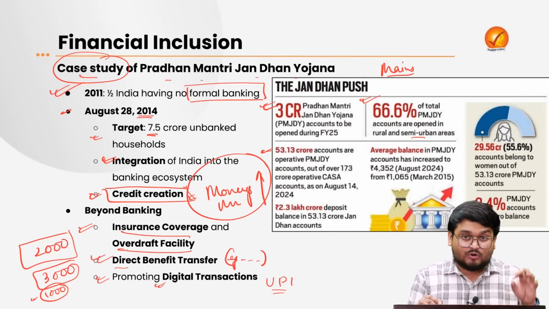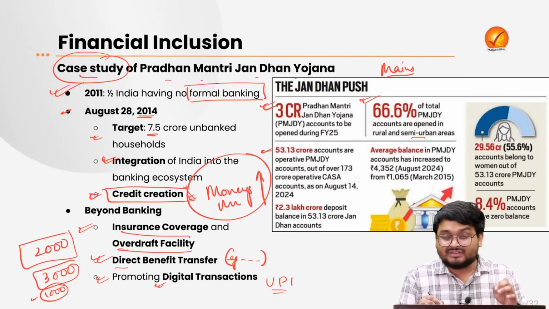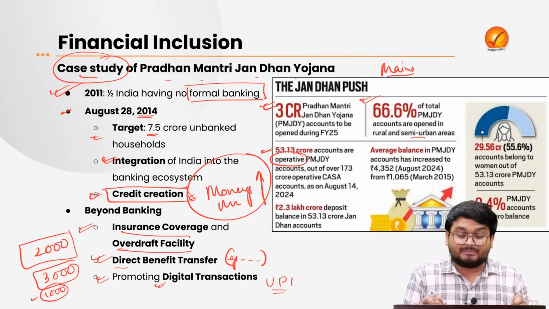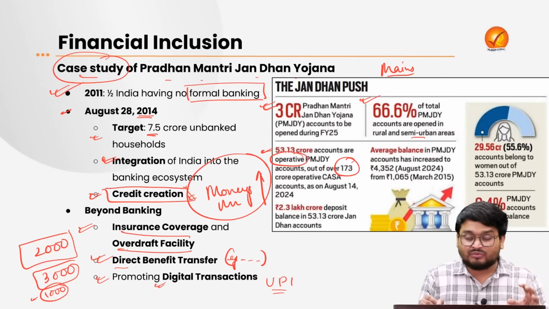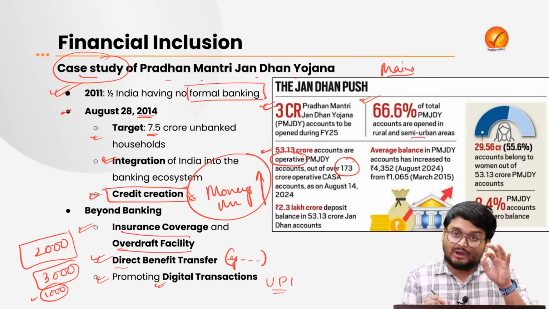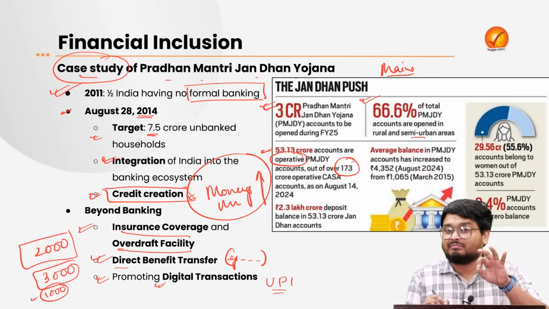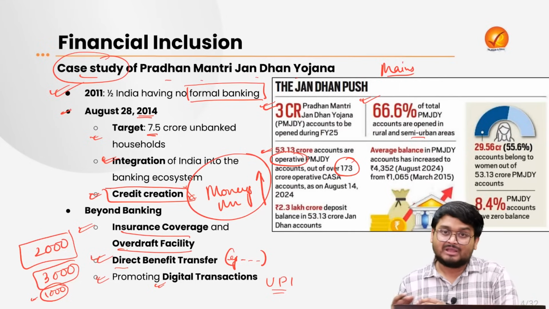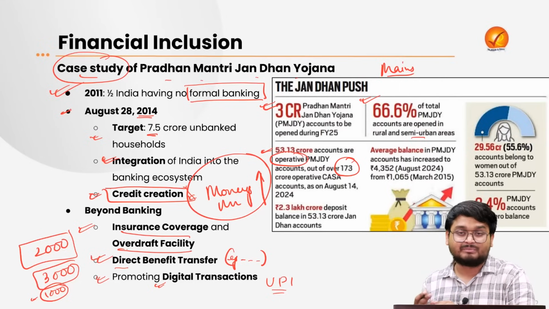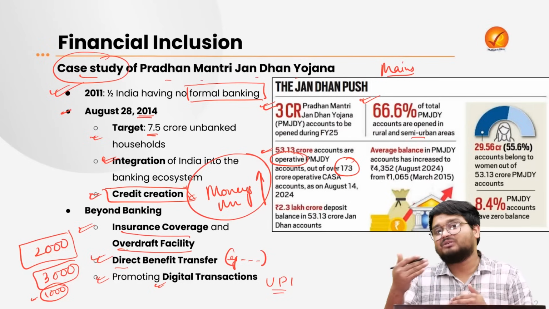And we also find that almost 53 crores of the accounts here are operative. That means people are actively using the accounts. And here, let me tell you, the total accounts are around 173. And out of this, 53 crores are actually being operative. Now, this is actually a challenge rather than a success, because you have to understand less than 50% people are actually using them on a day-to-day basis.